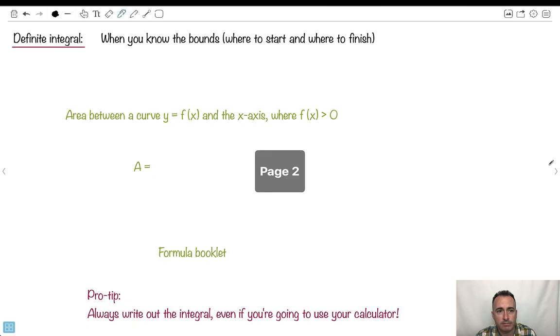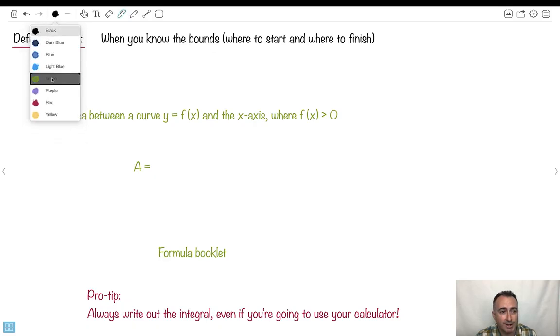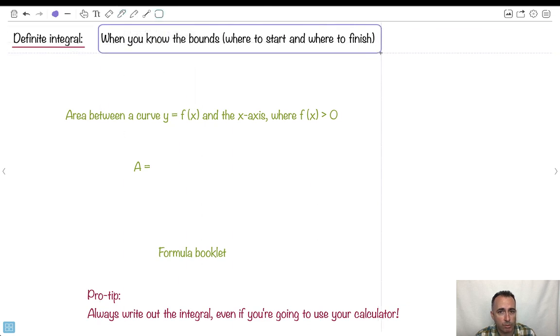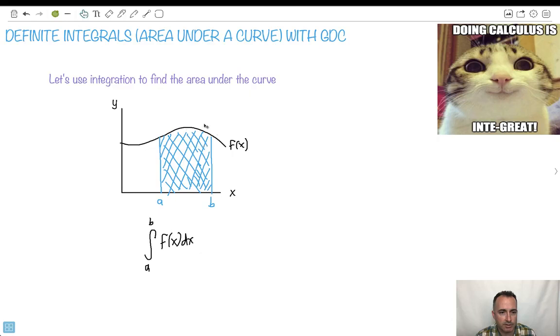In fact, let's go ahead and do that. So this is how we define the definite integral. We do a definite integral when we know the bounds. We know where we're starting and we know where we're finishing. So we don't have to add this plus c business when we didn't know what to do. So in your formula booklet, you actually get this equation here. You get that the area between a curve, which is y equals f of x, and the x-axis, where f of x is greater than 0. Basically, they're just saying, just like this, where the function is above the x-axis. What's this area here? That's really what they're telling you.